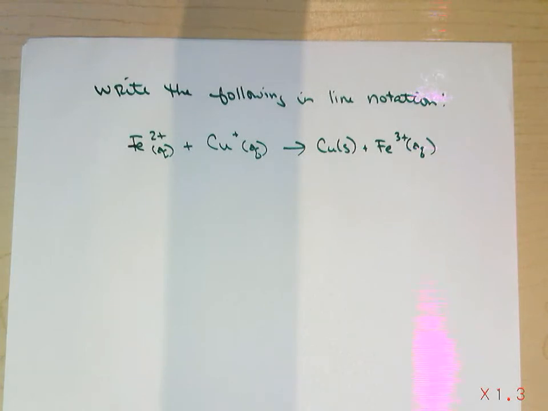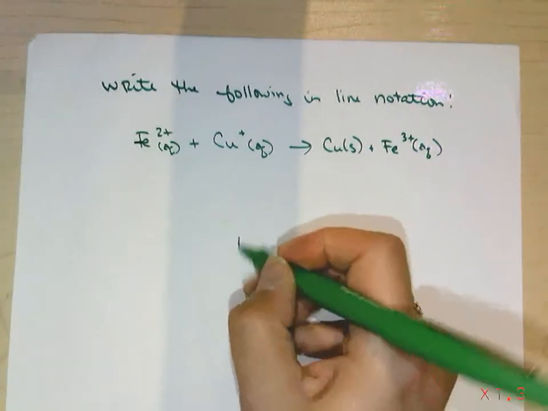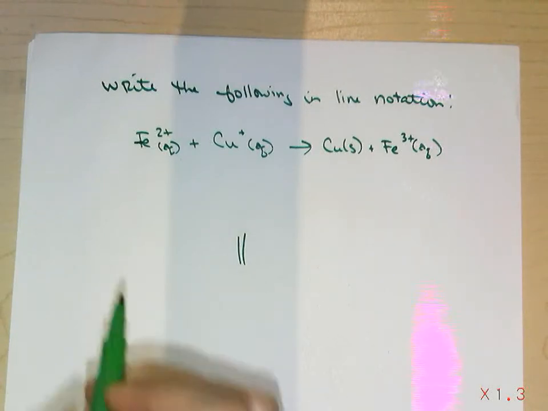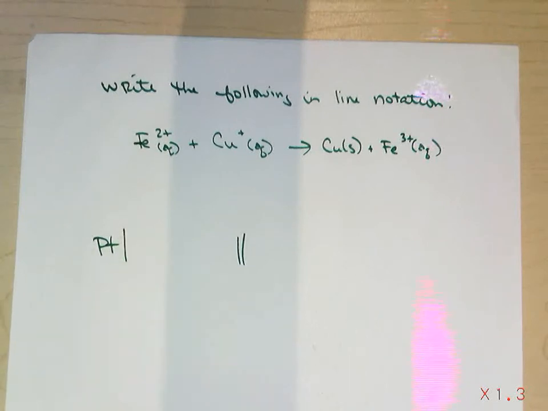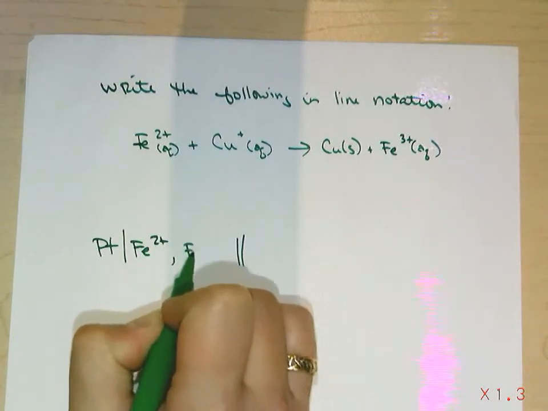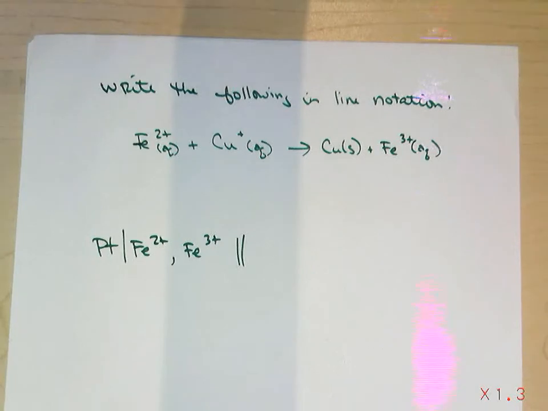Okay, so does that go on the left or the right of my line notation? Okay. Our rule is we always put the solid metal farthest to the left. Do I have any solid iron that I'm making? So I need platinum in that case because there's no metal being made or used. Right, because these two guys have to have a surface to react on. That's what the platinum is. It's a physical surface where they can interact and do some chemistry.